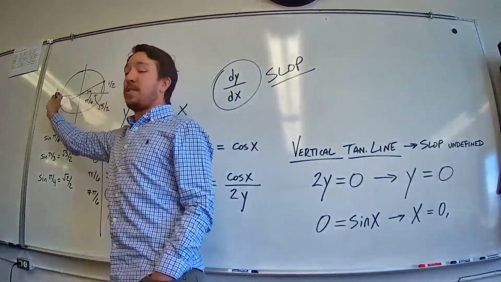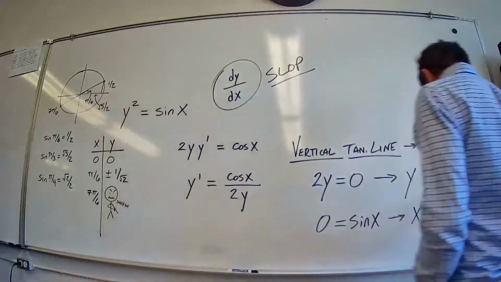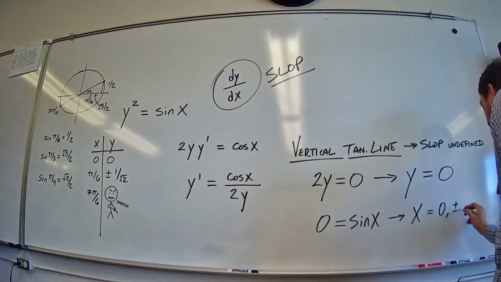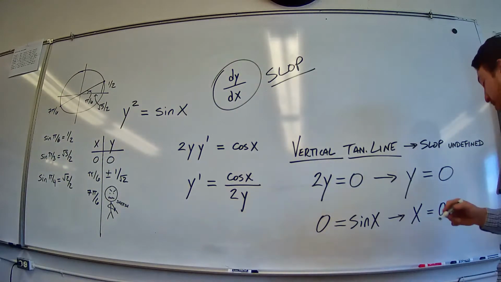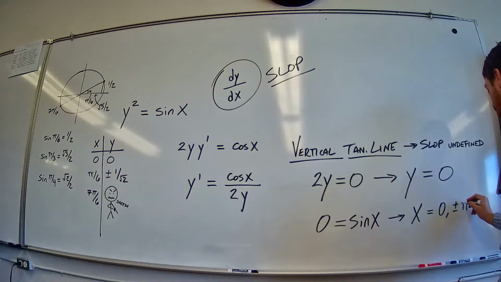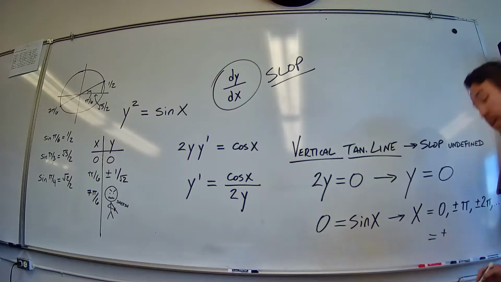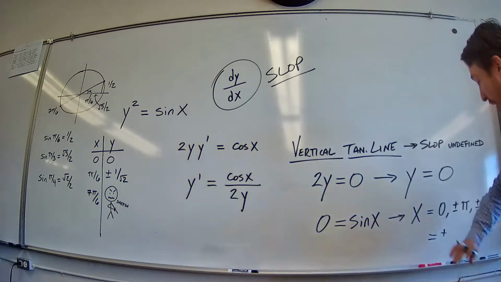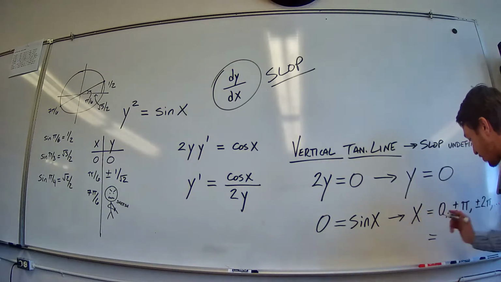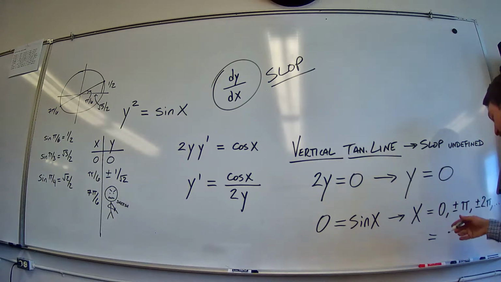Could I also have gone clockwise and got to negative pi? Very good. Plus or minus n pi. That would be just listing them out: 0, positive or negative pi, positive or negative 2 pi. Really it's just any multiple, so I can just say n pi and let n be any integer.